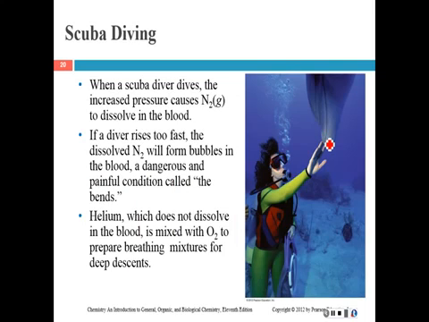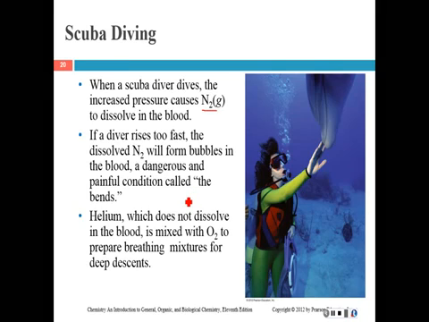Now here's an example that they like to go through, and that's scuba diving. When people are scuba diving, they're breathing a mixture of gases. Now if they just have compressed air, air is mostly N2. So what happens if somebody is down deep and they come up too fast? Well, when they dive down in the ocean, the pressure on them is really the pressure of the water, which is much greater than air pressure. And that can cause some of the nitrogen that they're breathing to dissolve into the bloodstream.